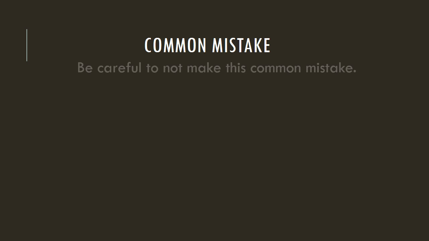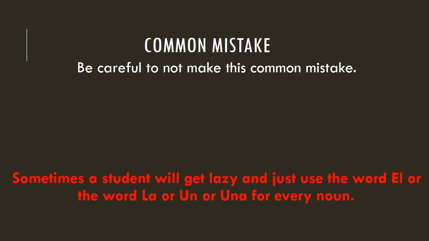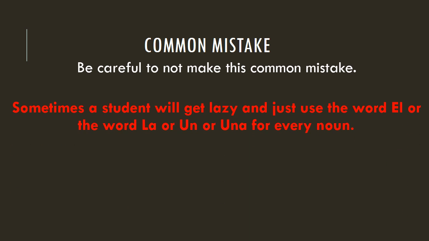One common mistake. Sometimes a student will get lazy and just use the word "el," or the word "la," or the word "un," or the word "una" for every noun, to say whatever he wants. So, here's an example of what not to do. "El vaca." To say "the cow," you should say "la vaca." Here's another one. "El tortuga." Because it ends with the letter A, you should say "la tortuga."